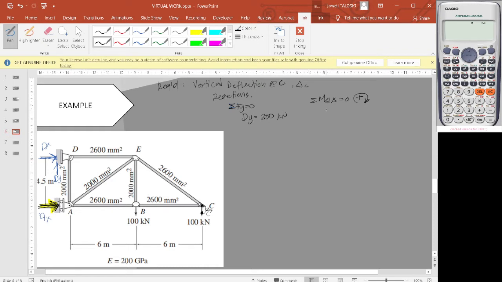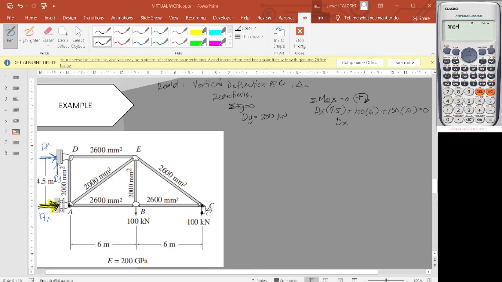So let's solve first for Dx. Dx is positive times its moment arm 4.5, and we have plus 100 times 6, then plus 100 times 12, that is equal to 0. So that's Dx here. So we can now solve it. 100 times 6 plus 100 times 12, that is 1800.